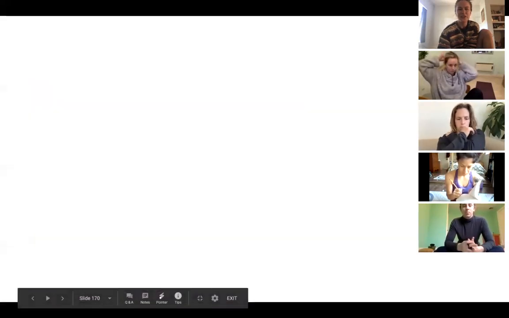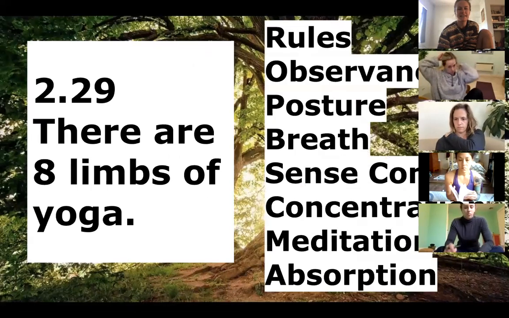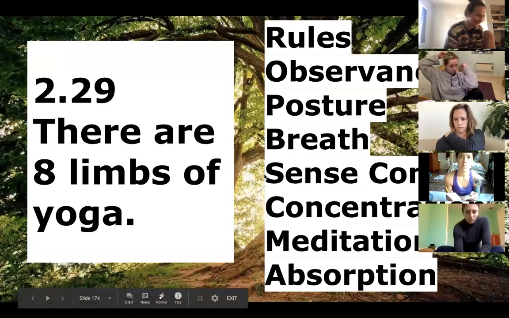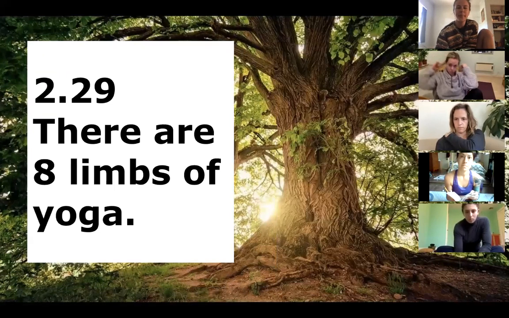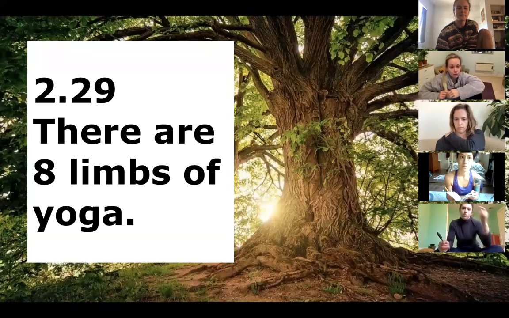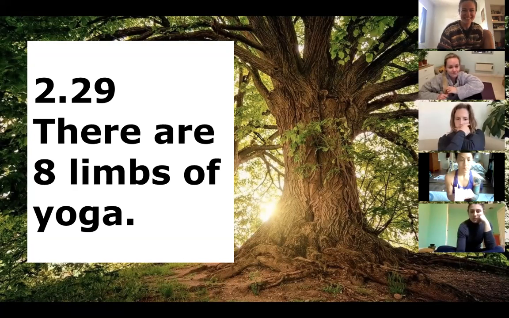Okay, we're going to move along and just look at the idea of asana next, because then we'll practice a little bit. I think that's good. Yeah, okay. So there are 8 limbs of yoga. Have you heard of this? Okay. The 8 limbs of yoga, that's Ashtanga yoga. Ashtau is 8. Anga is limbs.